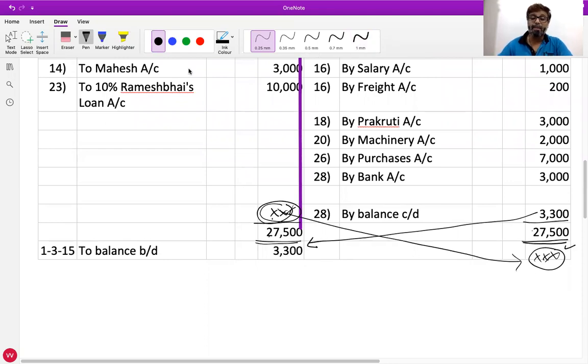So what is the reason why bank balance comes on the debit side? Because receipts are more than payments. And what is the reason why bank overdraft comes on the credit side? Because payments are more than receipts. Is that clear?